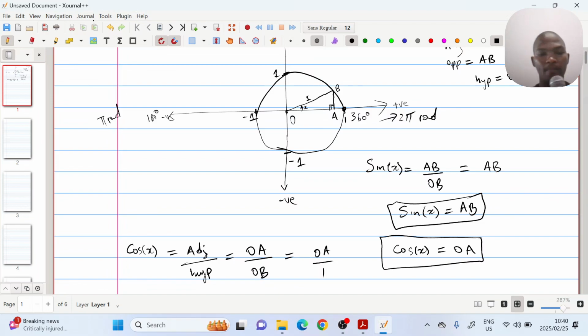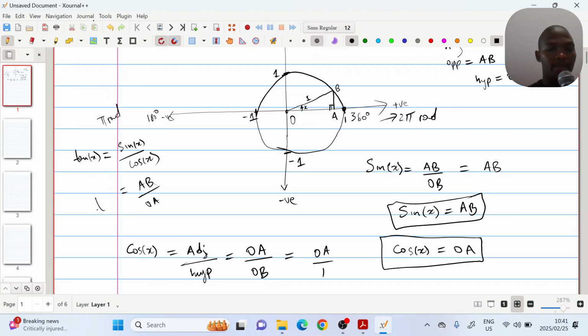And then, what is tan of x? Tan of x is the same as sine of x divided by cosine of x. Simple as that. And then what is sine of x? It's going to be AB, divided by OA. And then this is going to be tan of x. And then you copy that.